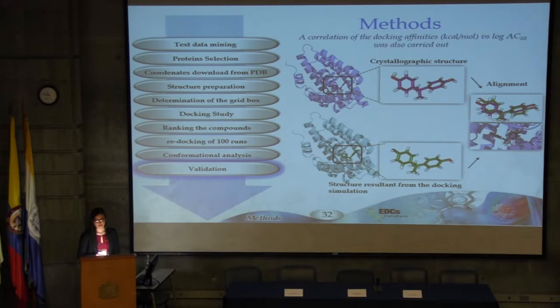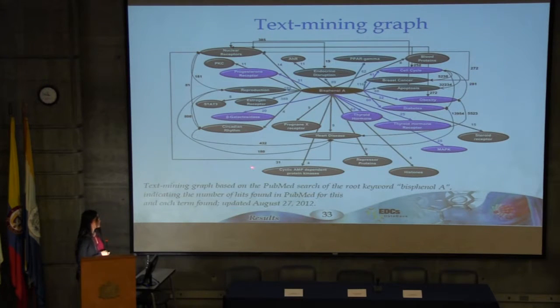A validation was also carried out by comparing the crystallographic structure of a complex and the result from the docking. As we can see here, the pose was predicted accurately, and also we got a good affinity score. This is the text mining graph generated. So from here we selected those groups of proteins to be evaluated. In this case, nuclear receptors, circadian rhythm proteins, and other proteins highly related with bisphenol A.